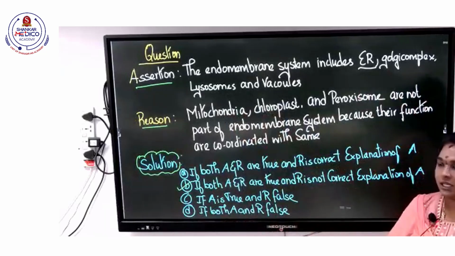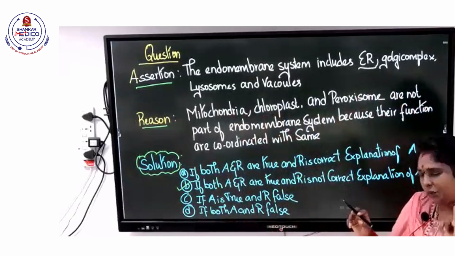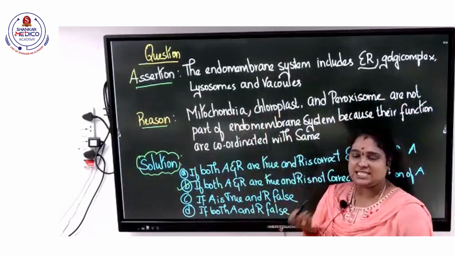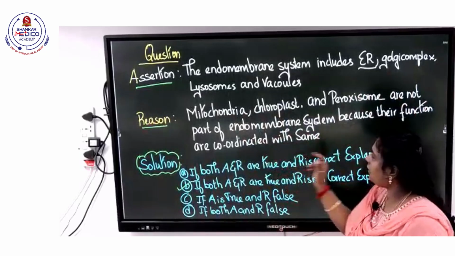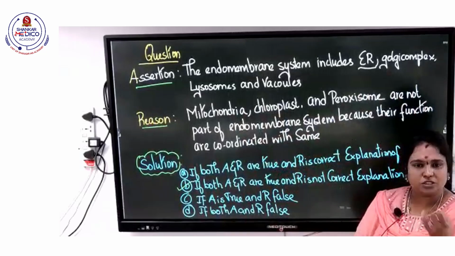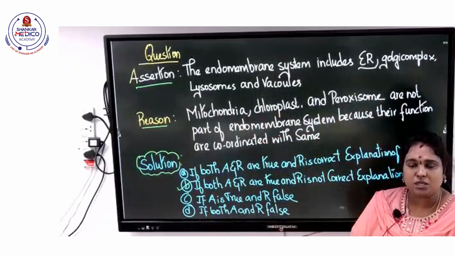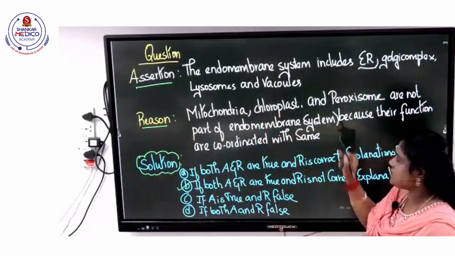Obviously, the endomembrane system contains all this. So the assertion is true. Exactly. What is the reason they have given? Mitochondria, chloroplasts, peroxisomes are not a part of the endomembrane system. True. This is also true. The reason also seems to be true.